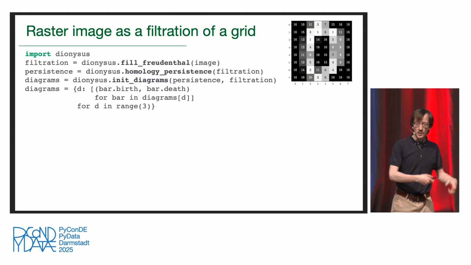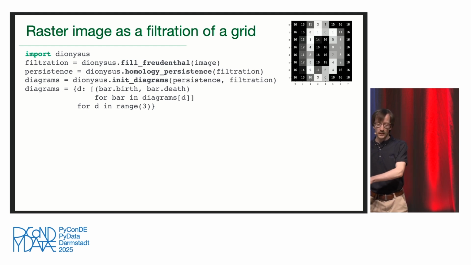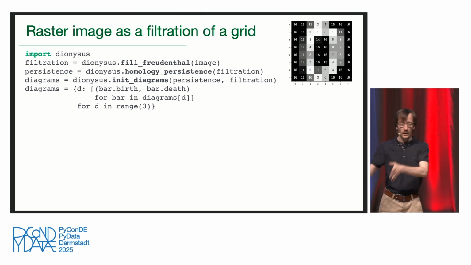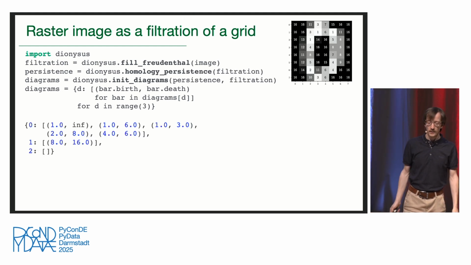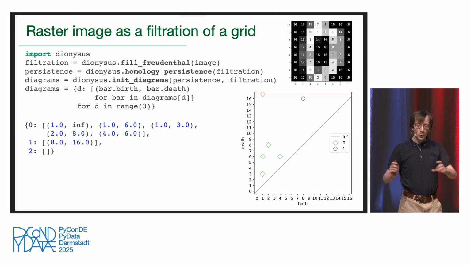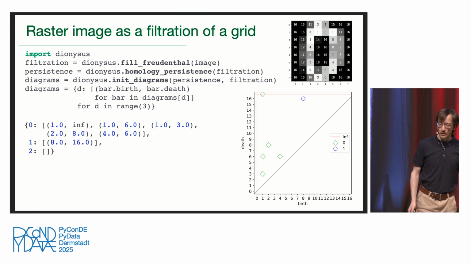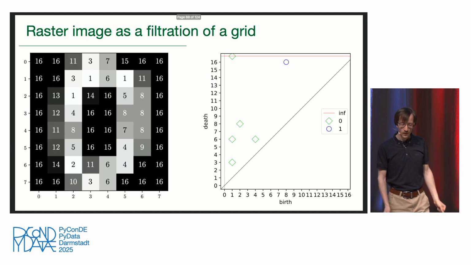I changed the diagrams to something I can more easily work with. So here I just make a dictionary where d is the degree of the features, and for each bar in diagrams d, I take bar.birth and bar.death to just have a tuple with the birth and the death. So this is what I get. This is how the persistence diagram looks. What's important here is the blue loop, that's the dimension 1 feature, and that's what corresponds to the 0 being a loop.